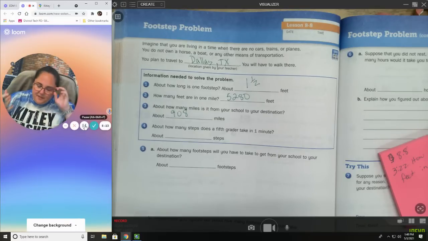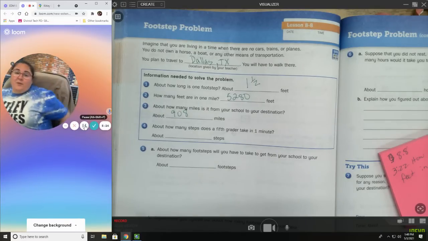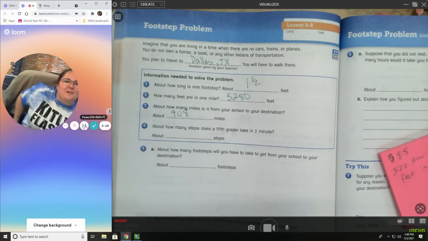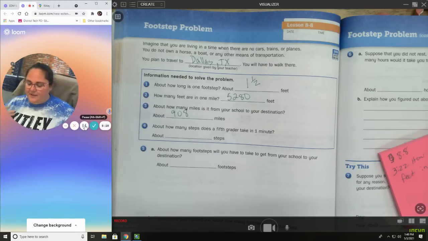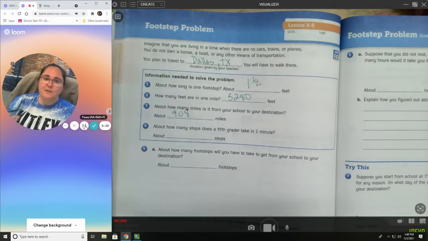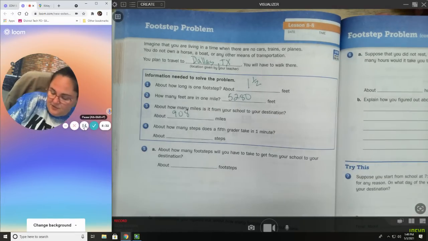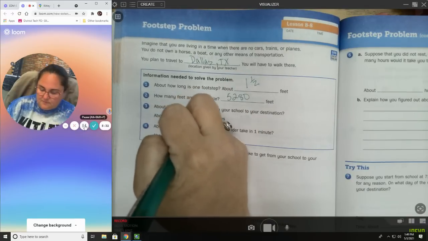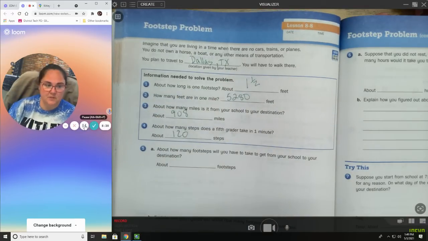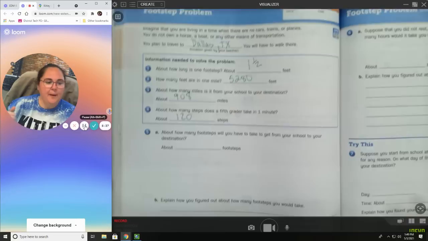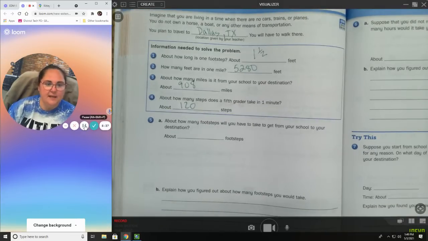Okay, so the typical fifth grader, depends on whether they're a speed walker, depends on what they're doing. The typical fifth grader, the typical person, walks about 2 steps every second, which is about 120 steps in 1 minute. Okay? So about how many steps will it take to get from your school to your destination?